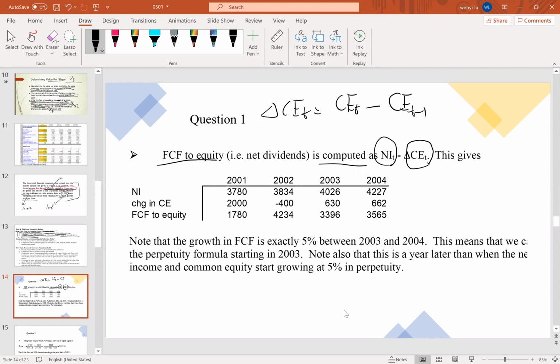T means this year, and T minus 1 means last year. So the change in common equity is the difference in common equity between this year's balance sheet and last year's balance sheet. Net income minus the change in common equity will be the free cash flow to equity. So first, you can solve the change in common equity from our balance sheet. You can see here.